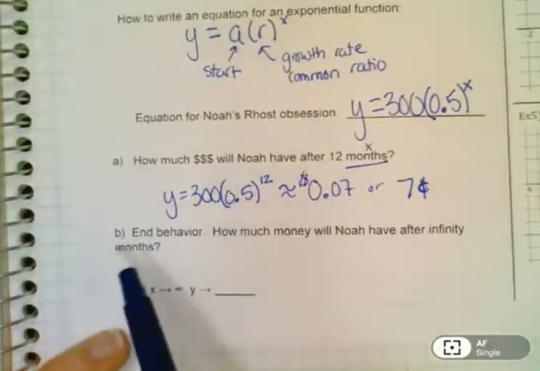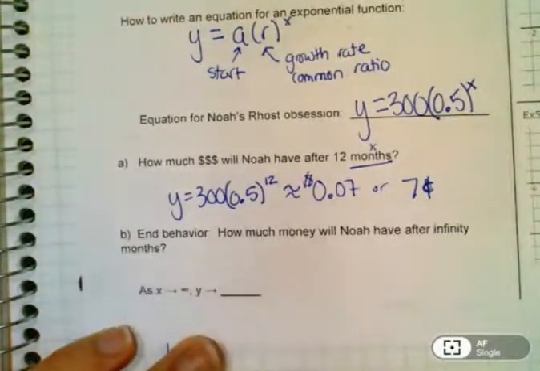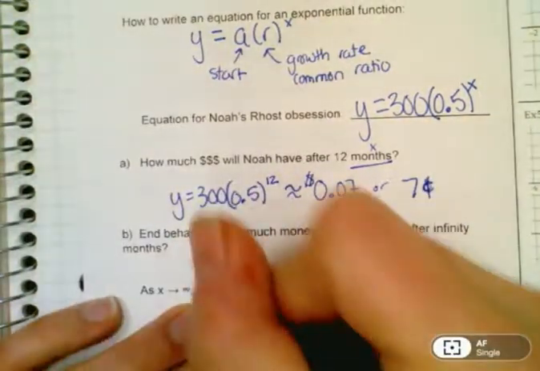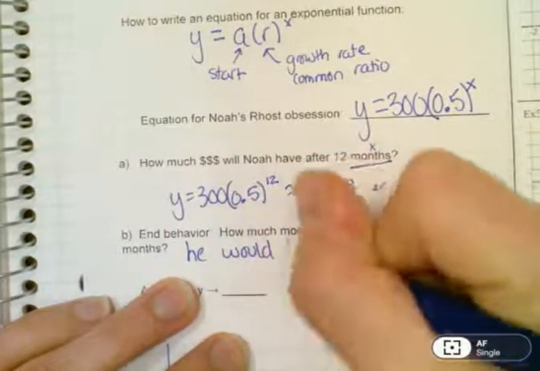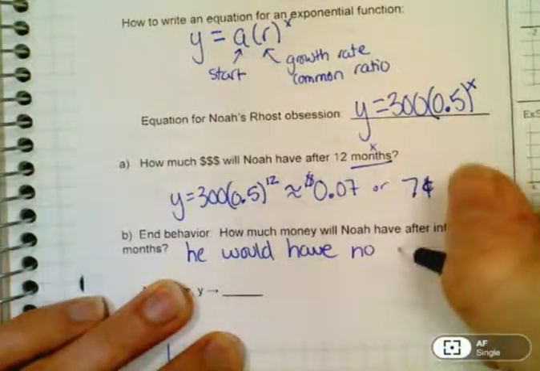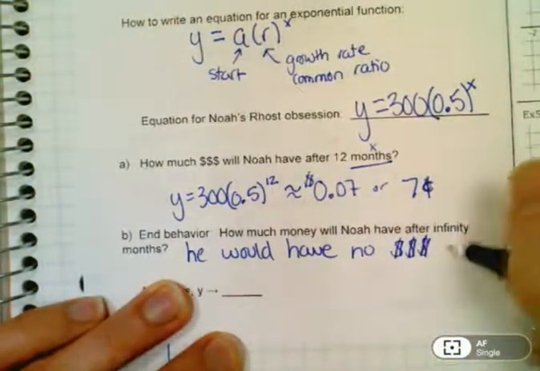So back to this really confusing part, the end behavior. The question is, how much money will Noah have after infinity months? So imagining that Noah lived forever and he continued to do this for the rest of his life, how much money would he have? And I hope you can see that eventually he would have nothing left, right? Not exactly nothing, because he would have some infinitesimal part of a penny left, but basically nothing. And so what you would want to say here is he would have no money left, something like that.